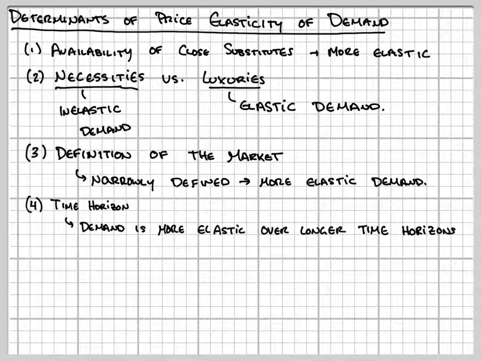In other words, I might need a certain good tomorrow, in which case I'm going to have to buy whatever's available, and I'm not going to be very responsive to changes in price because I need the good right away. But if I'm looking over a longer period of time, I might be able to wait until the price of the good falls, or if the price of the good changes, I might buy less in the long term.